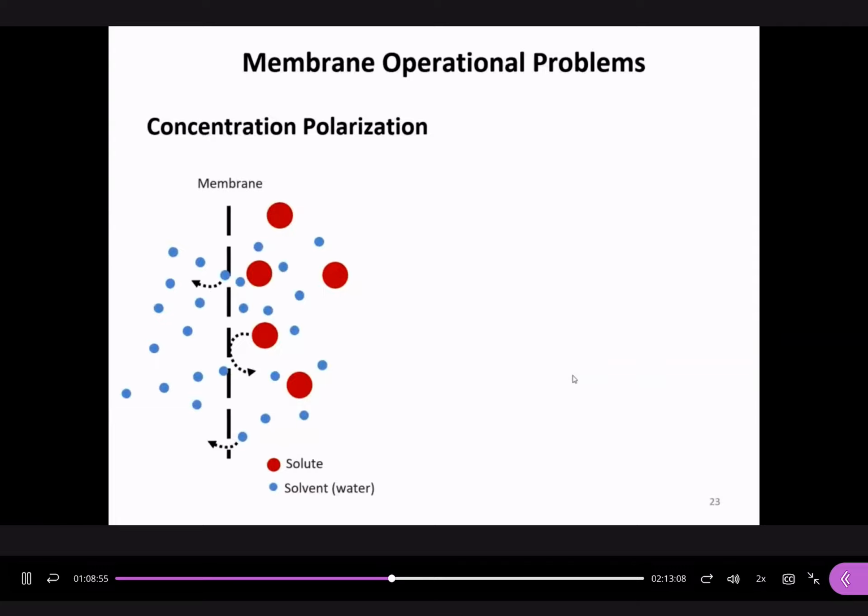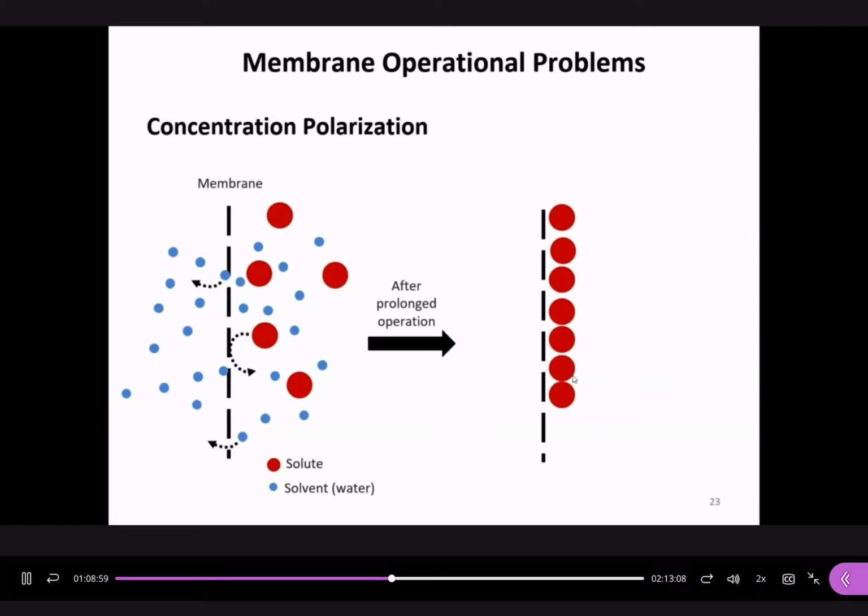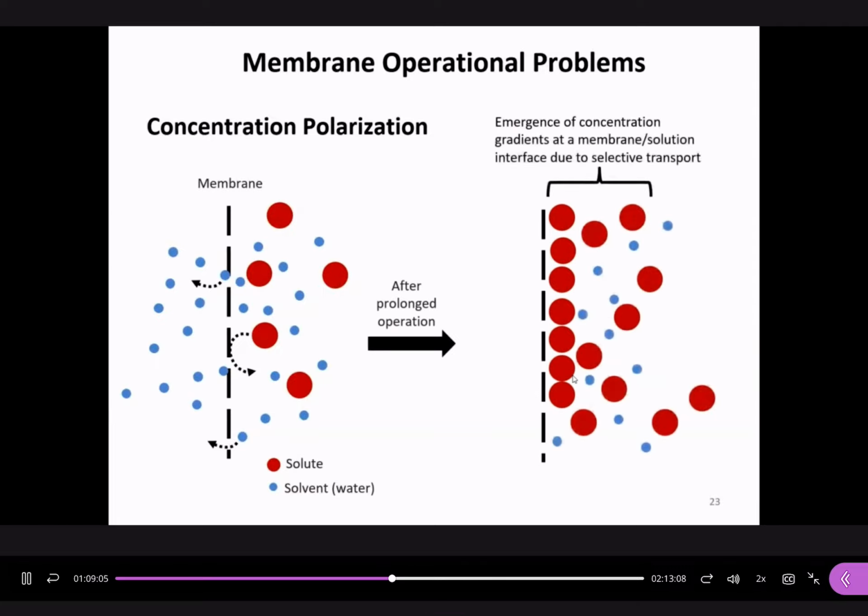Another very important concept is concentration polarization. So what is the concept? Imagine you have a membrane surface here. You are pushing the flow to the surface, and water molecules get through the pores, but not the solutes. So you will have a very high concentration of solutes near the membrane surface. Here the buildup of solutes, the concentration, is much higher than in the bulk phase, in the bulk water. So this is called concentration polarization.